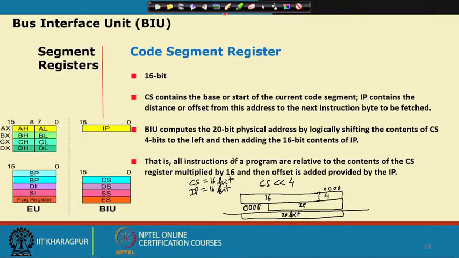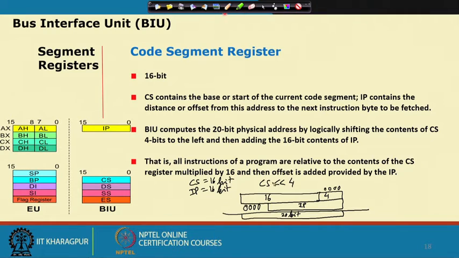All instructions of a program are relative to the content of this CS register multiplied by 16, and then the offset is provided by IP. This provides a very good facility for loading the program at different places. If at some point we find that the program can be loaded from memory location 1000, then the CS register can be initialized to 1000 right shifted by 4, and then IP.